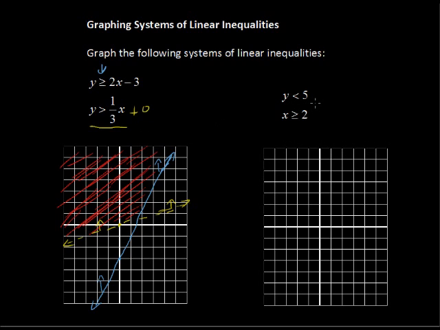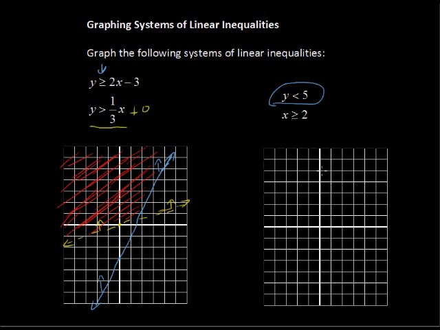The next example, y is less than 5 and x is greater than or equal to 2. So now we don't have any x in the first inequality and no y in the second inequality. That's okay. We can just graph the line y equals 5. However, with this one, again, it has to be dashed because this is a strict inequality. So we say 1, 2, 3, 4, 5.